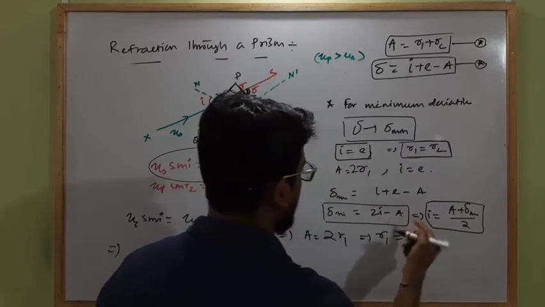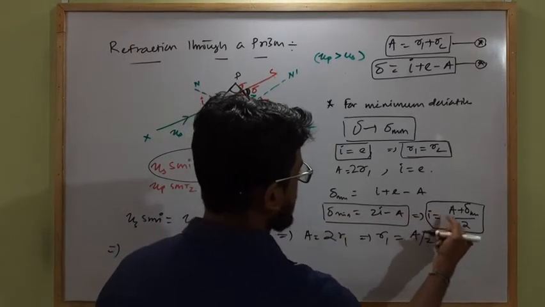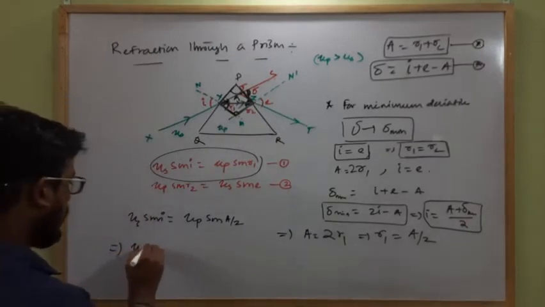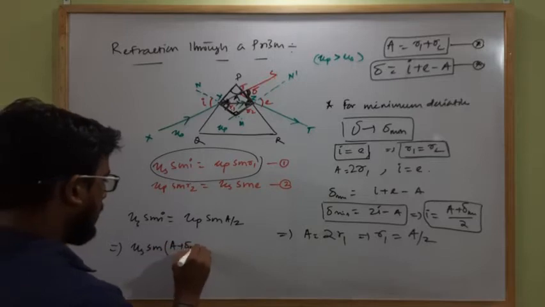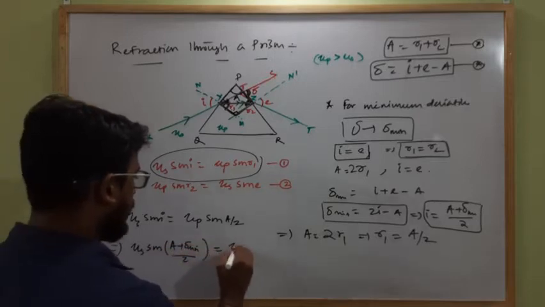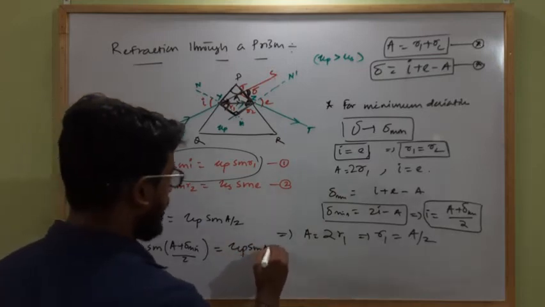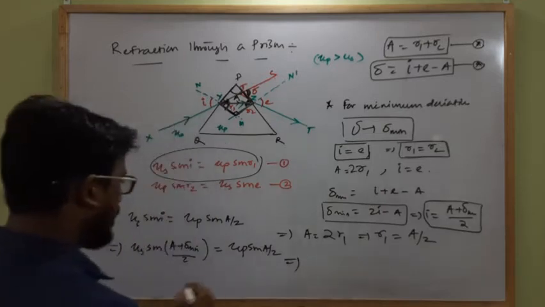This is the value of angle of incidence because delta minimum equals 2i minus A. So angle of incidence equals (A plus delta minimum) by 2. So this implies you get mu of surrounding into sine i equal to how much? Sine of (A plus delta minimum) divided by 2 equals the refractive index of the prism into sine A by 2. Clear?